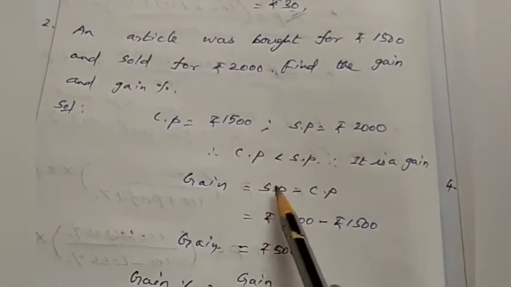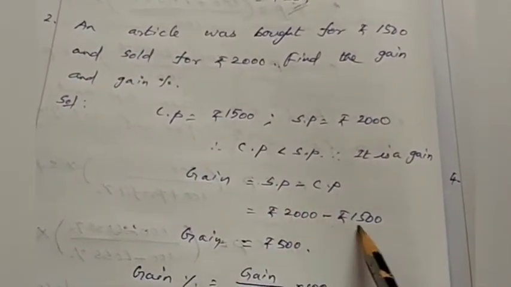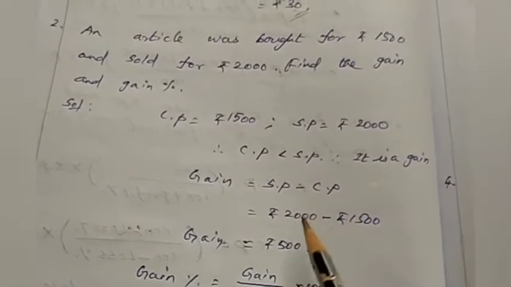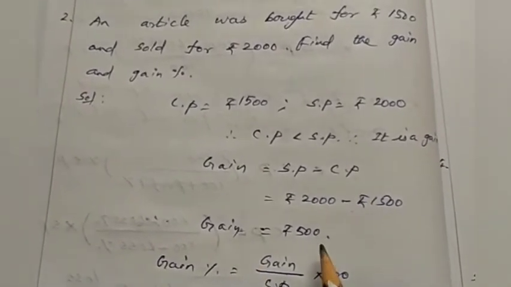Gain is equal to selling price minus cost price. Selling price is 2000 minus cost price 1500. So 2000 minus 1500 is equal to 500. So gain is equal to 500.